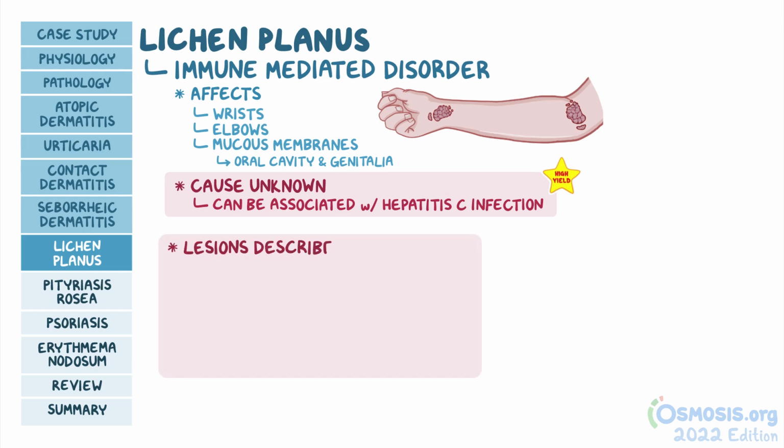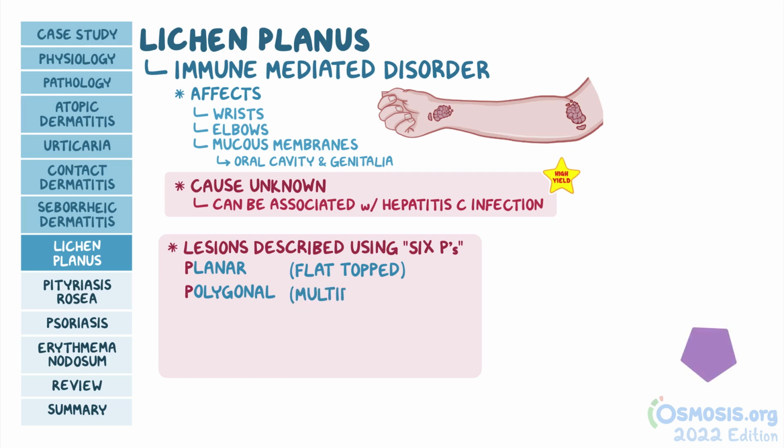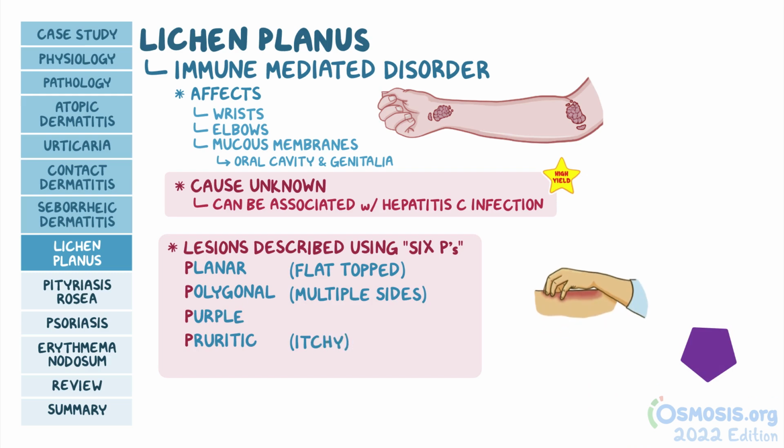lesions can be described using the 6 Ps. Planar, meaning that it's flat-topped, polygonal, which means that it has multiple sides, purple-colored, pruritic, meaning itchy, and consists of papules or plaques. To remember this, the word planus has 6 letters and starts with a P.